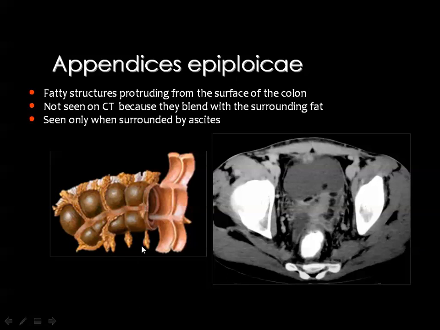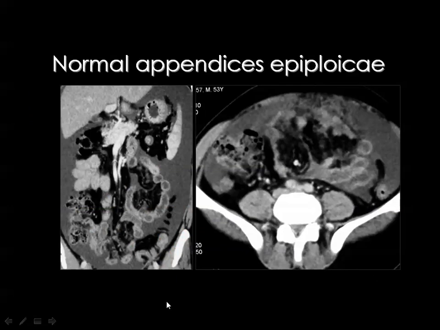These projections are freely mobile, and they have their own small blood supply, and they cannot be seen normally unless the patient has fluid in the peritoneal cavity. Then if you see this ascites, and you see this at the wall of the colon, you see multiple fat-containing projections arising from the colonic wall. And this is also a good presentation of appendices epiploicae.